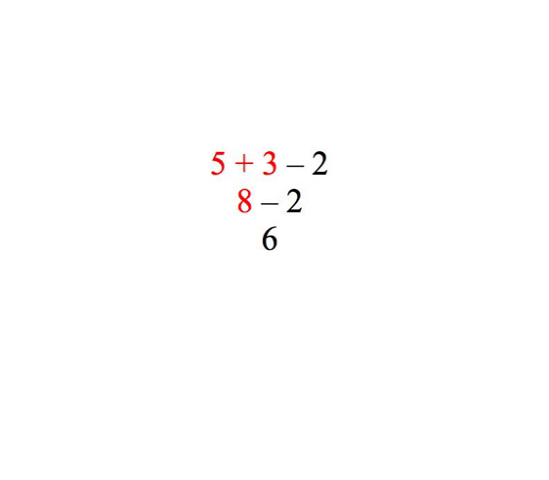Here's addition and subtraction. Normally, we'd go left to right as shown. But if we wanted to do the subtraction first, we'd put grouping symbols around it. 3 minus 2 is 1. 5 plus 1 is 6.